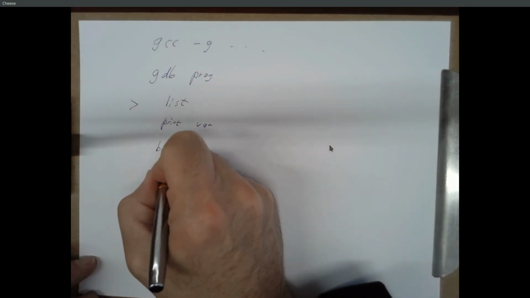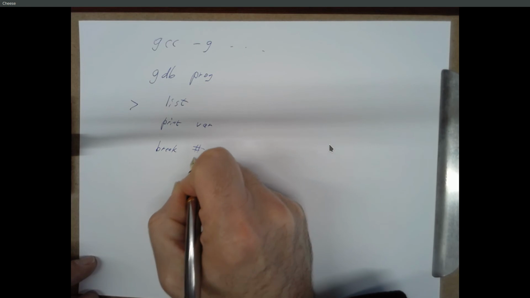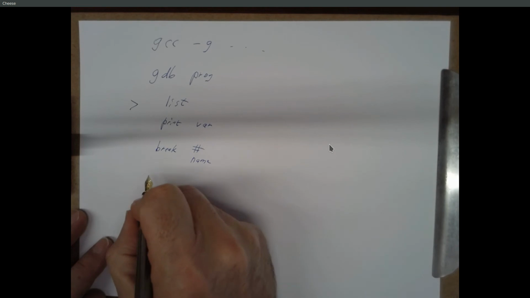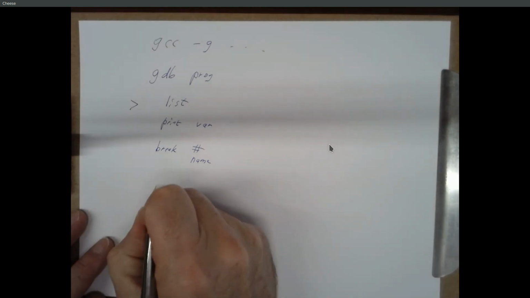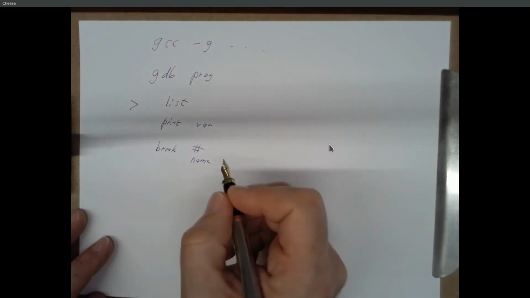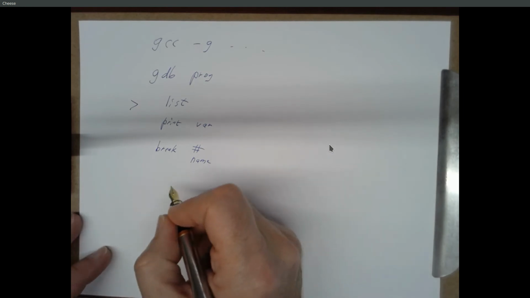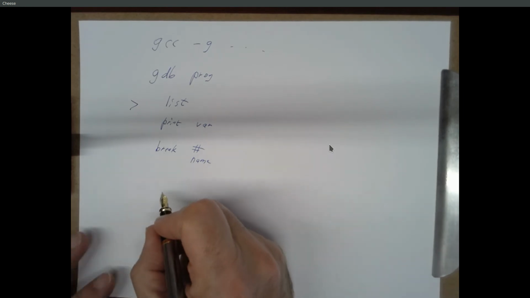You can say break, and you can put in a line number, or you can put in the name of a function. Breakpoints basically say when you're running, if you get to a breakpoint, stop running and come back to the prompt. What do you mean by name? Like a function name. Like I say break my_function, and it'll stop at the first line of my function.